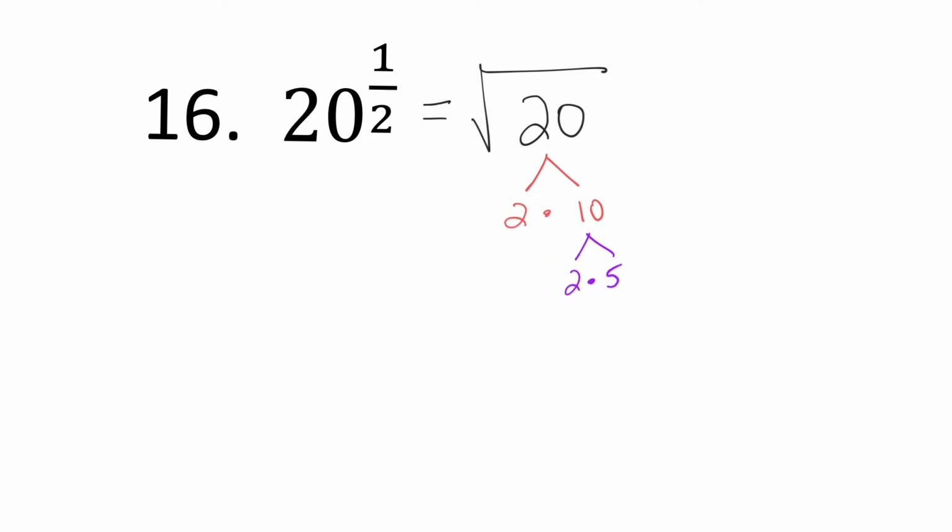So now we're going to start making pairs. So I have a pair of 2's right here. So that pair is going to go outside of the radical. One pair of 2's means you put only one 2 outside. Inside, you write down the number with no pair. So we have the 5 inside of the radical. So my answer will be 2 square root of 5.